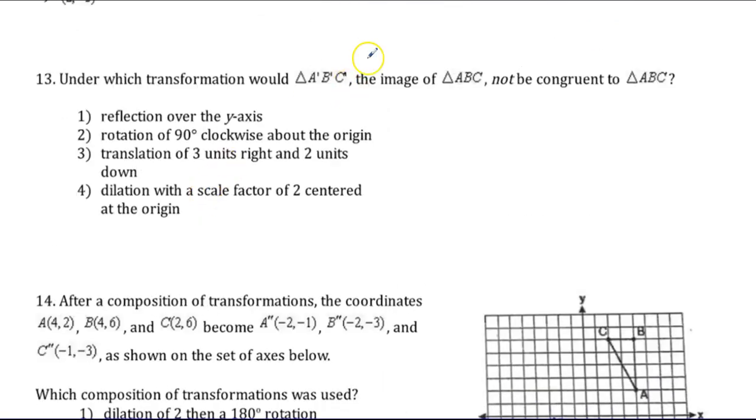Moving on. Question 13, under which transformation would A prime, B prime, C prime, which is the image of ABC, not be congruent to ABC? Congruent means same measure, or of equal measure.